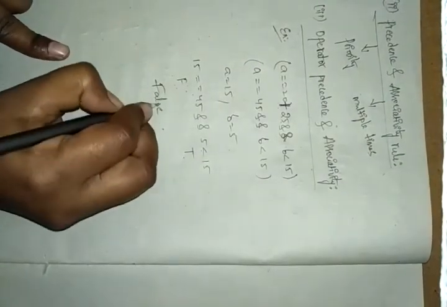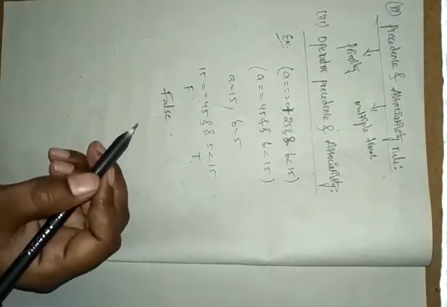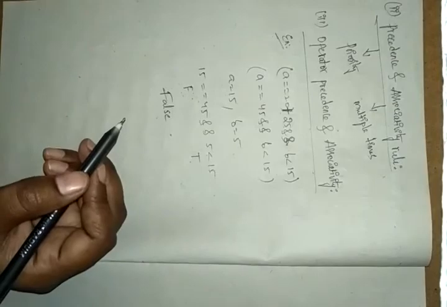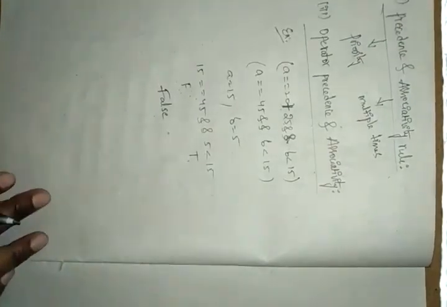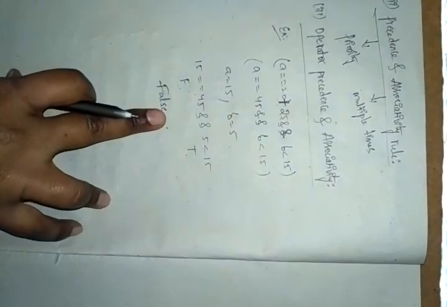Here this value is false only. So like this also we can perform operator precedence. Like this also we can perform. Suppose you are writing a is equals to 45. Yes, this is the true statement. So like this here we are performing operator precedence and associativity.